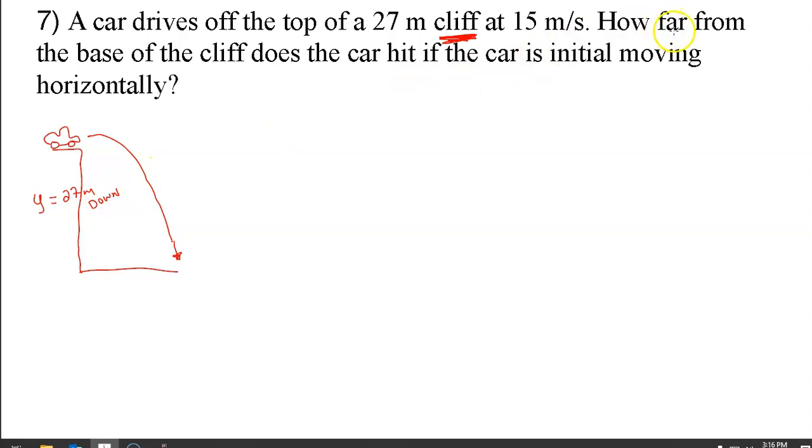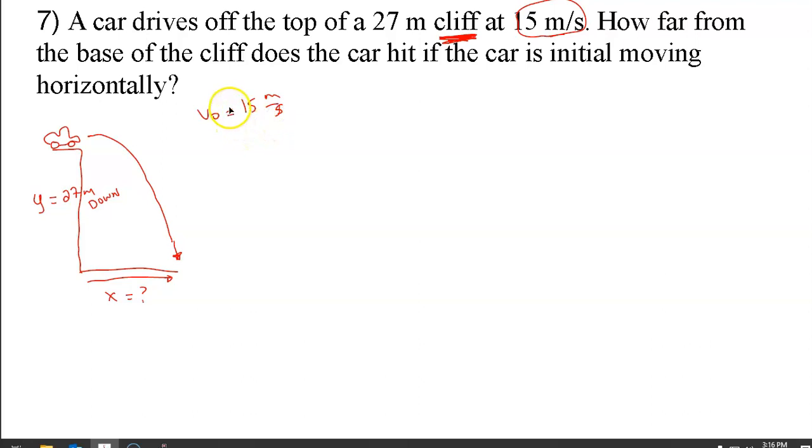The question says, how far from the base does it hit? They want to know this direction. How far to the right does it go? So I'll put x equals question mark right there. I do have this number. It says how fast the car is going, and that's 15 meters per second. So I'm going to put V naught, the initial velocity, 15 meters per second.